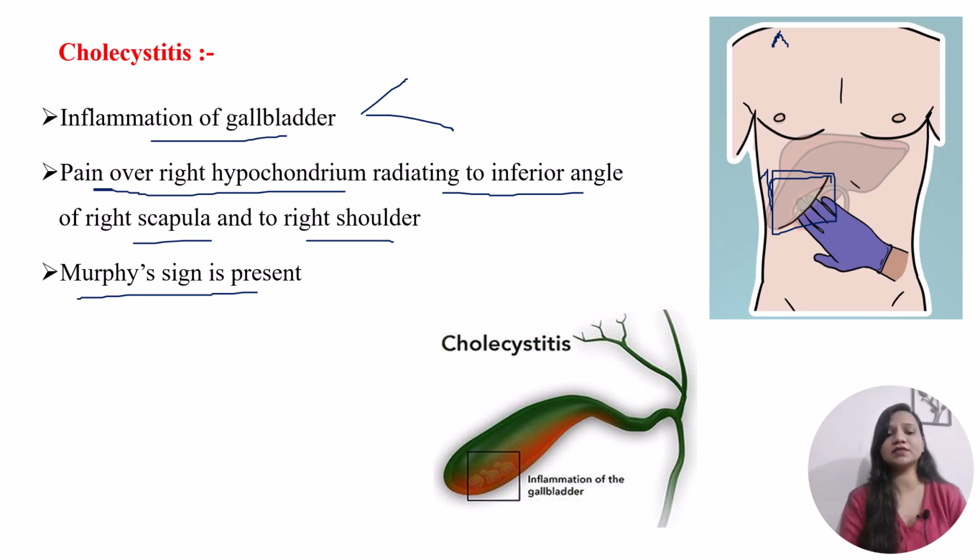Okay, so Murphy's sign is a very important point here. In Murphy's sign, we palpate the right upper quadrant or right hypochondrium at the tip of the ninth rib, as you can see here, this is the ninth rib. At the tip of the ninth rib the right hypochondrium is palpated and the patient is asked to inspire, and during inspiration if sudden sharp pain occurs, it means Murphy's sign is positive.